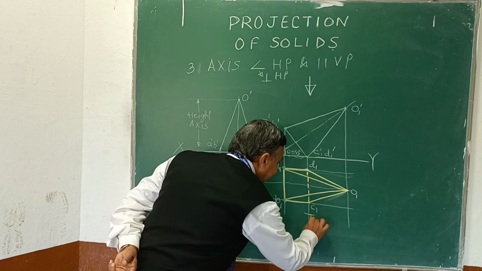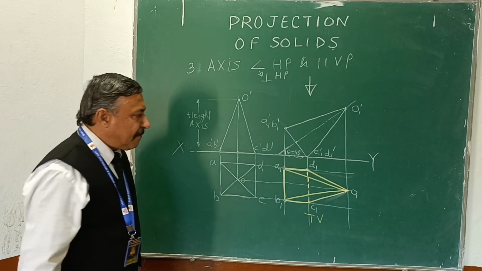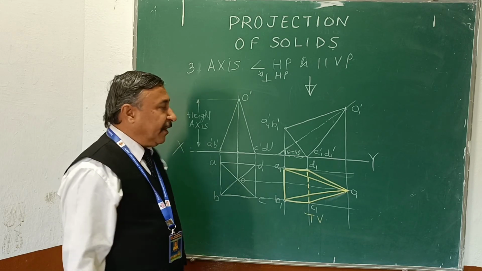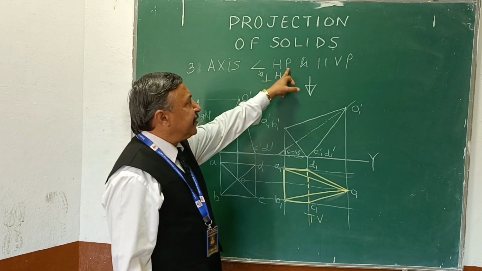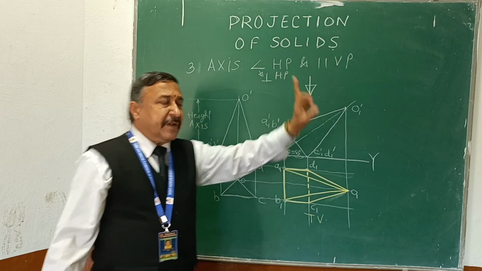So we can write here top view. So this is our top view. Now this is complete projection when axis inclined to HP and parallel to VP.